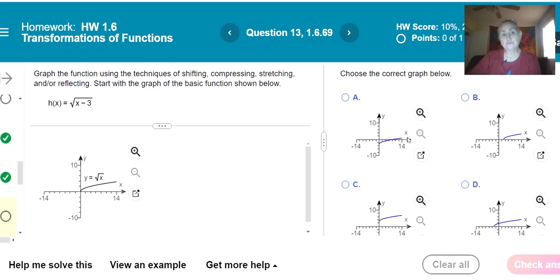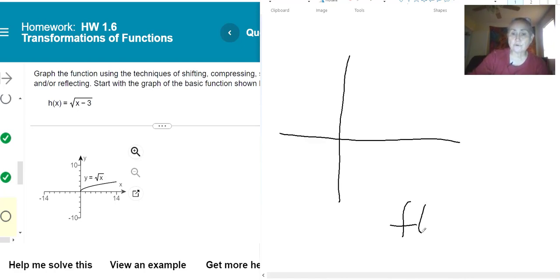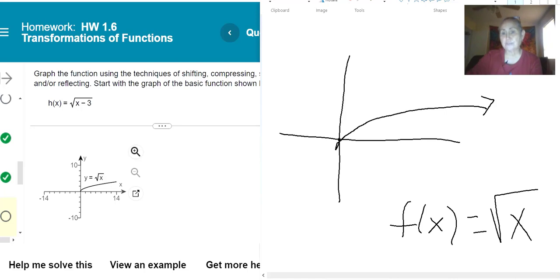All right, so this one is based off of the square root graph. So let's look at a quick review of the square root graph. Now, a square root graph, you cannot take the square root of a negative. So when you have the square root of x, your domain is from 0 to positive infinity. Okay, so there's going to be no graph over here on the original.